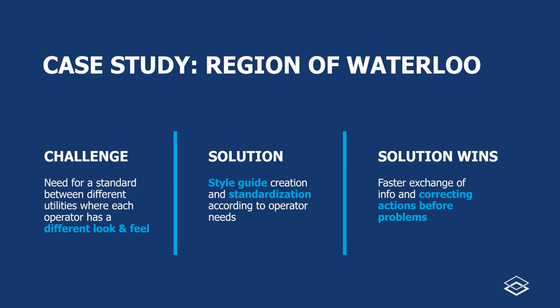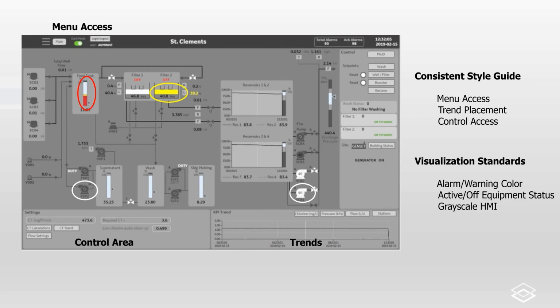Getting the operators involved in the standardization helped the operators be able to have their opinion on the best way to show information to them so they could react to it. The solution win? Faster exchange of information, correcting actions before they became major problems. So some examples of this.